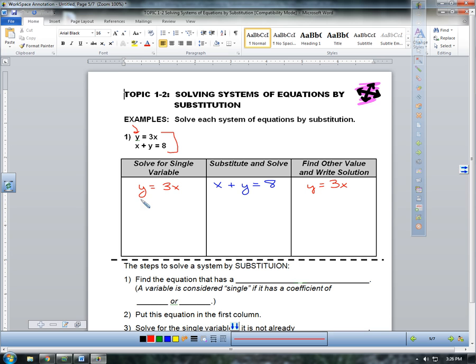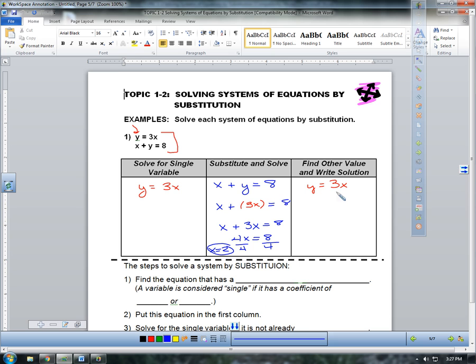Now, what I'm going to do is in this equation where there's a y, instead of putting y, I'm going to put 3x. So I'm going to have x plus, instead of y, I'm going to substitute 3x and set that equal to 8. So I have x plus 3x equals 8. Okay, now it's just as simple as solving an equation. x plus 3x is 4x, equal to 8. Divide by 4. I know that x equals 2. That's half of my answer.